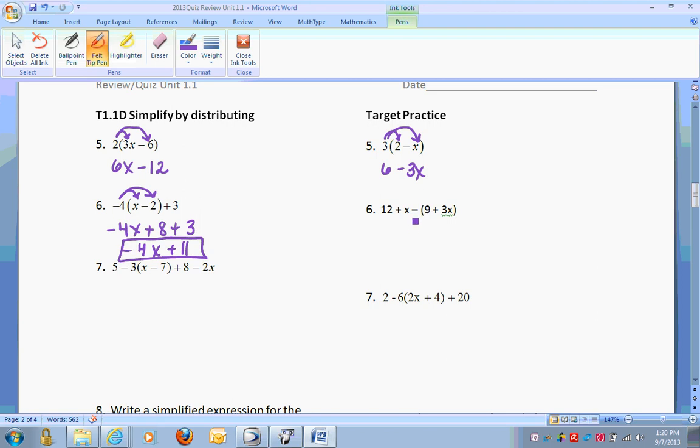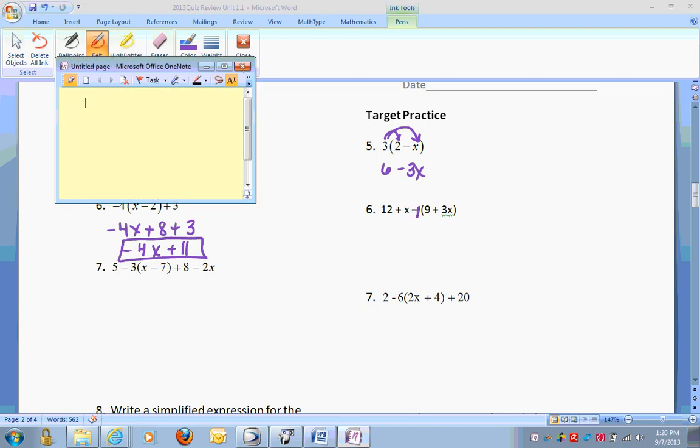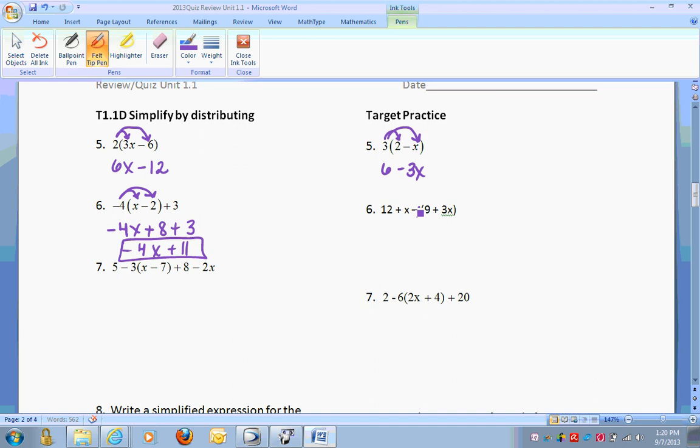Okay, now on number 6 under the target practice, we have a negative sign out in front of the parentheses. Well, that's the same thing as -1. Remember, we normally don't write a 1 in front of things. So I'm going to distribute negative 1 times 9, and that gives me negative 9. Negative 1 times 3x becomes negative 3x. And then I bring down that 12 and the positive x because they were outside the parentheses.